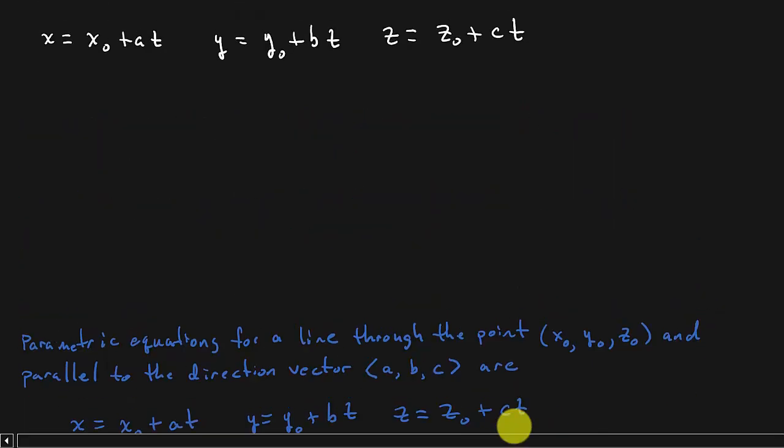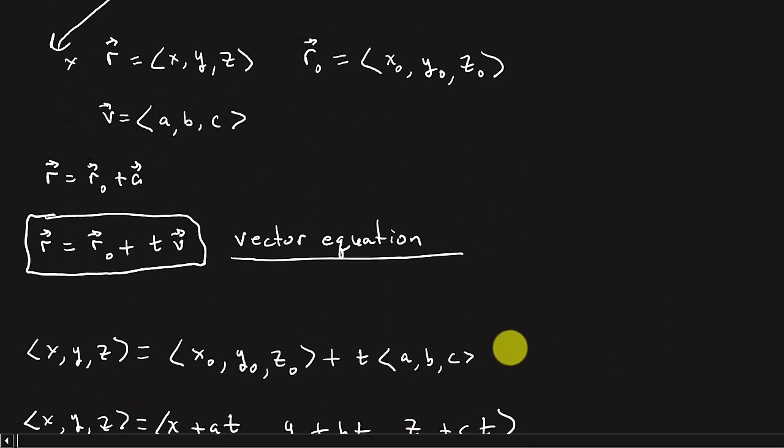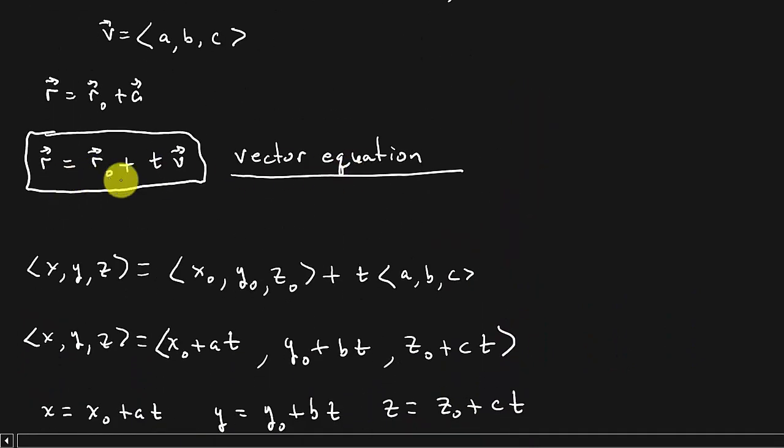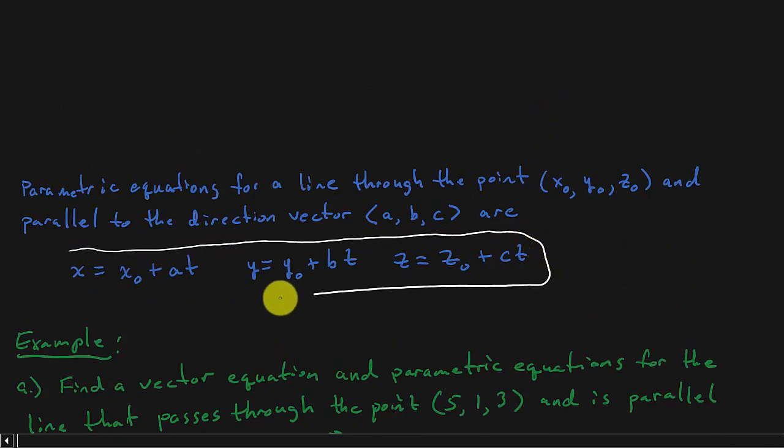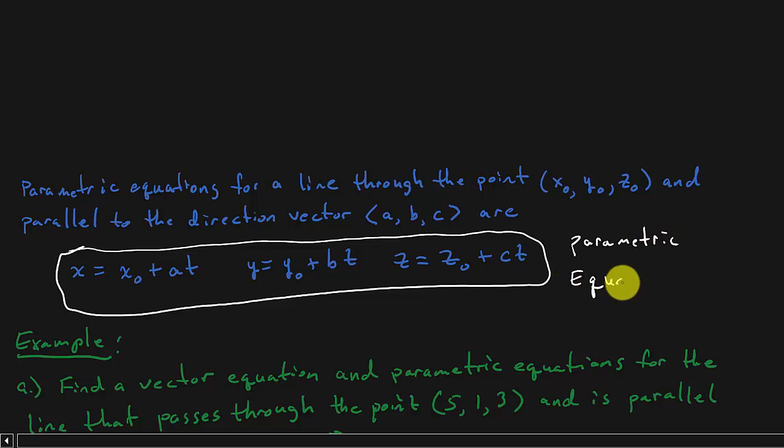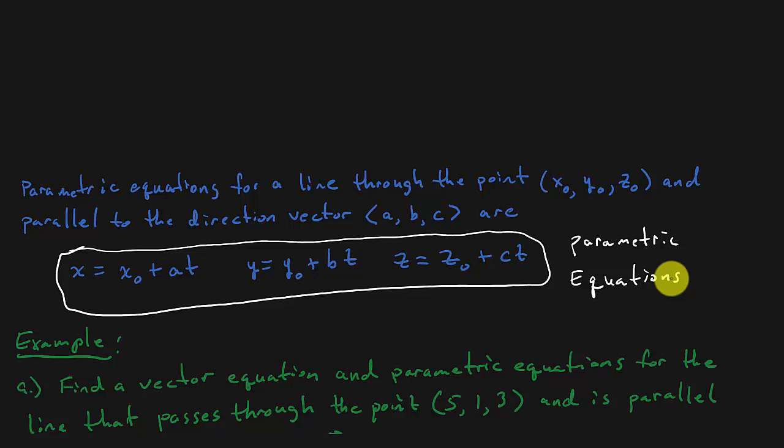Okay, so far we know the vector equation, and here we've got our parametric equations. So, the problem may ask you to find the vector equation of the line. It may ask you to find the parametric equations of the line. And as you'll see in a little bit, it may ask you to find the symmetric equations. That's going to be another one. We'll do that in a little bit.